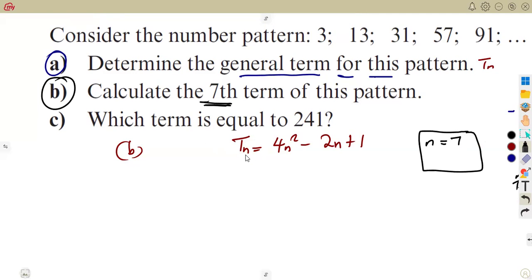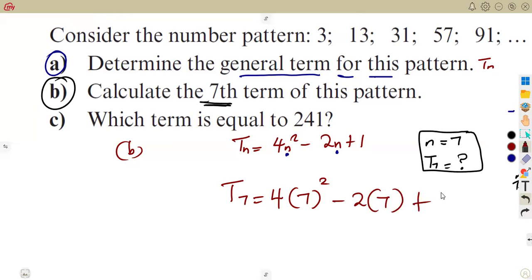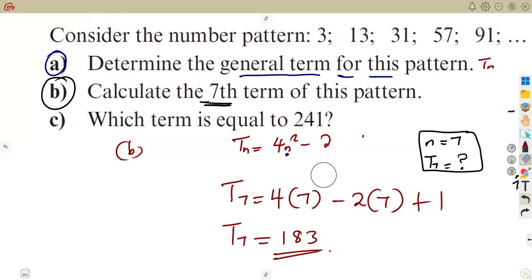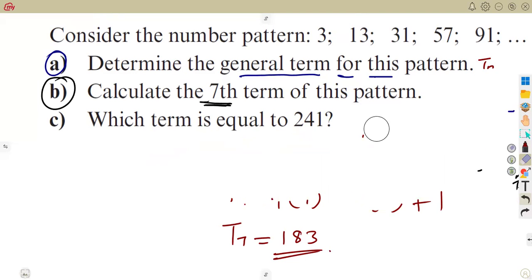So what is T7? In place of n, you substitute 7. So we'll be talking of the T7. What is its value, the corresponding value for that? It's just a matter of substitution. In place of n, substitute the 7 that you're given. So that is going to be 4 into 7 squared minus, so that is our T7. And that was going to give us 183. All right, so just like that, you just need to work out as many questions as you can.